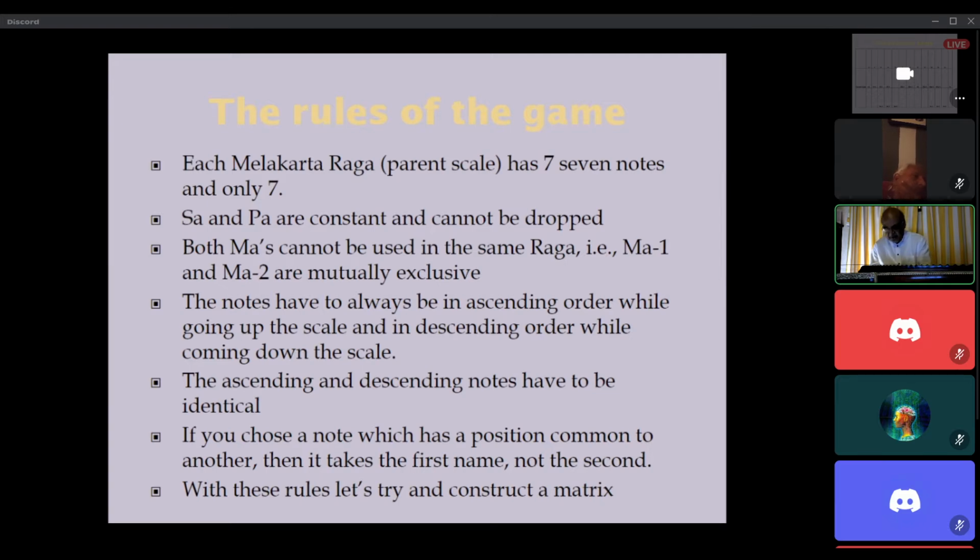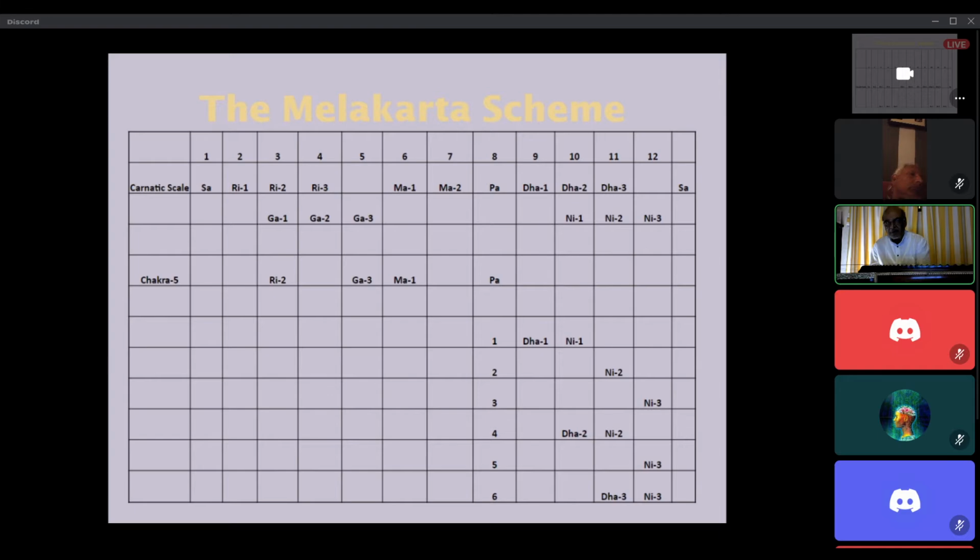With these rules, let's try and construct the matrix. I'm going to start by listing out whatever I listed in the beginning, which is Sa, R1, R2, R3, G1, G2, G3, M1, M2, Pa, then we have Dha, Dha1, Dha2, Dha3, and so on. For the sake of convenience, I am going to split this entire exercise into two parts. Part 1 is up to Pa.